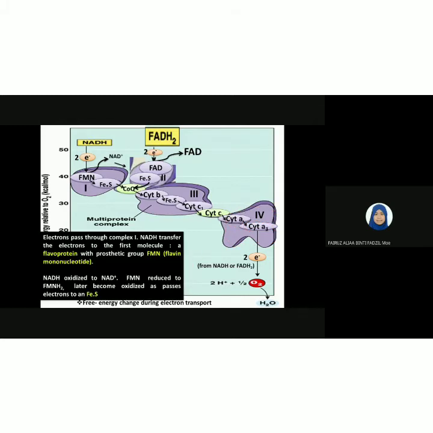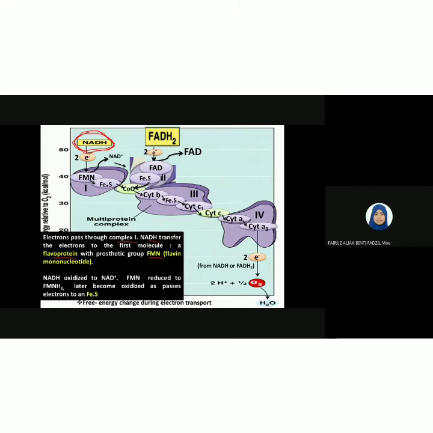Okay, so let's see what happens in complex 1. You see here in this diagram, what molecule passes the electrons to complex 1? The answer is NADH. So NADH that we got from the link reaction, from glycolysis, from the Krebs cycle, will pass its electrons to complex number 1. So electrons pass through complex 1. NADH transfers the electrons to the first molecule, which is a flavoprotein with a prosthetic group. FMN stands for flavin mononucleotide.